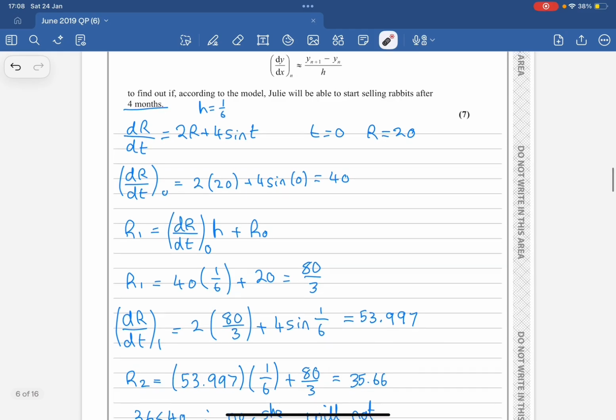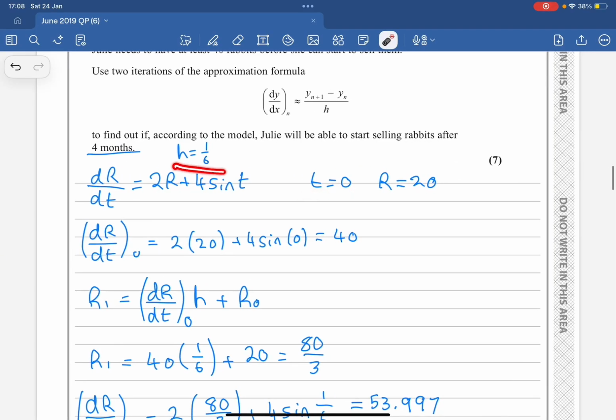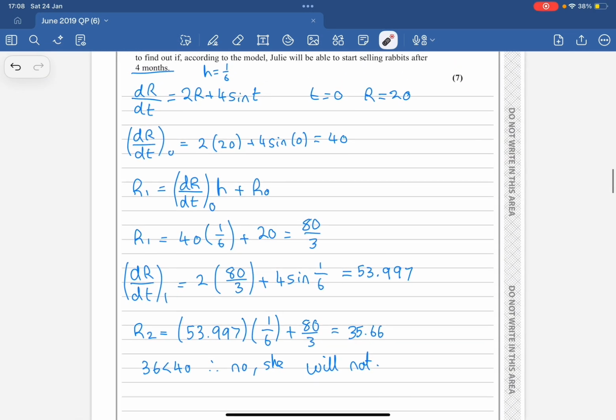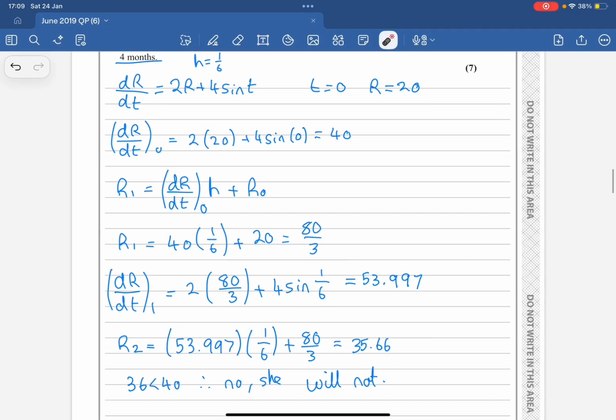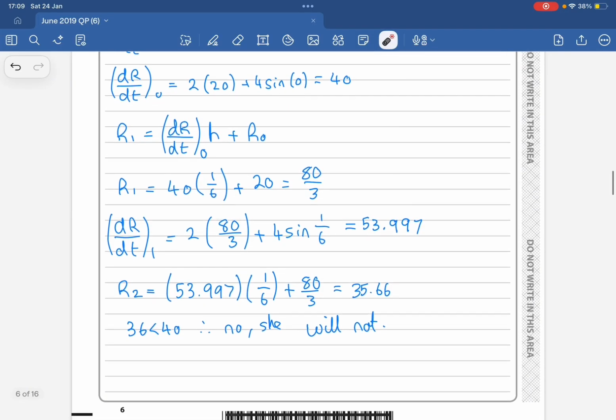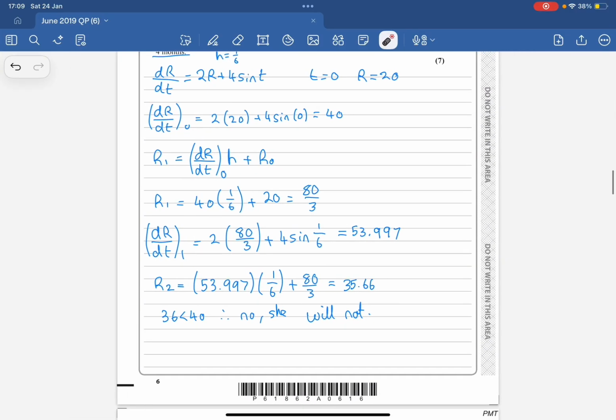Cool. So now we have our R1. We also have our T1 as well. And we know our T1 is going to be a sixth because that's the same value as our H. So where our T1 is effectively T1 equals T0 plus H, pretty much. And we sub our stuff in to dr over dt1 this time with our R1 and T1. And that tells us that dr over dt1 is 53.997. And then using the same thing as before, we work out our R2 is this.